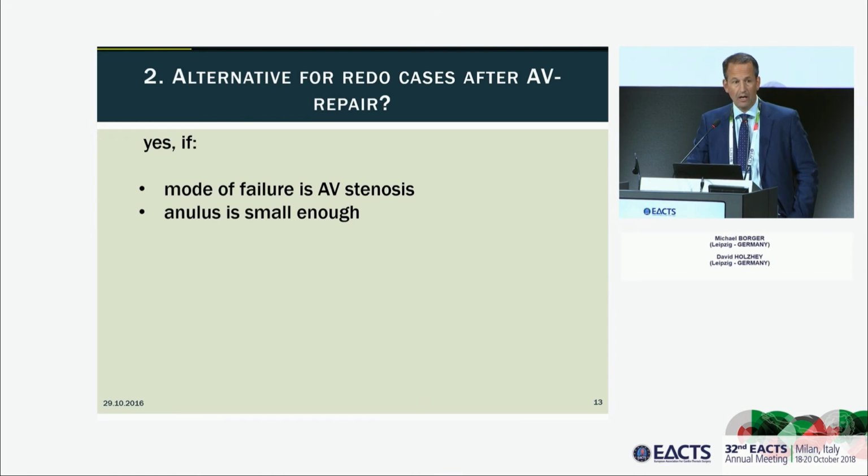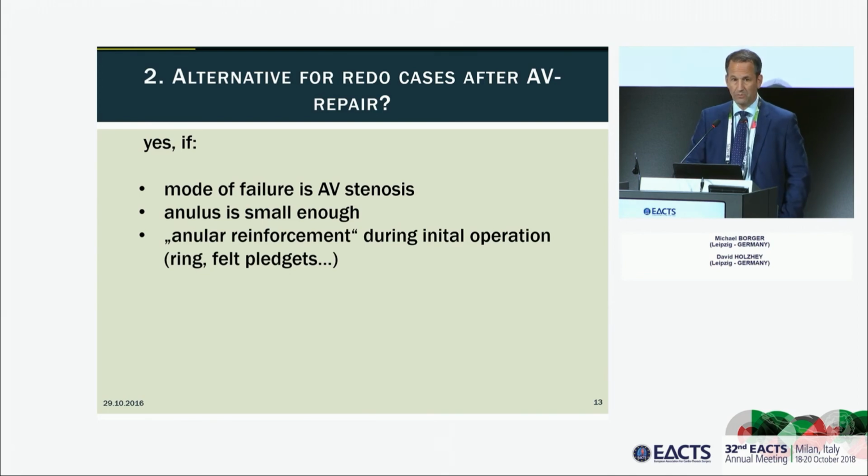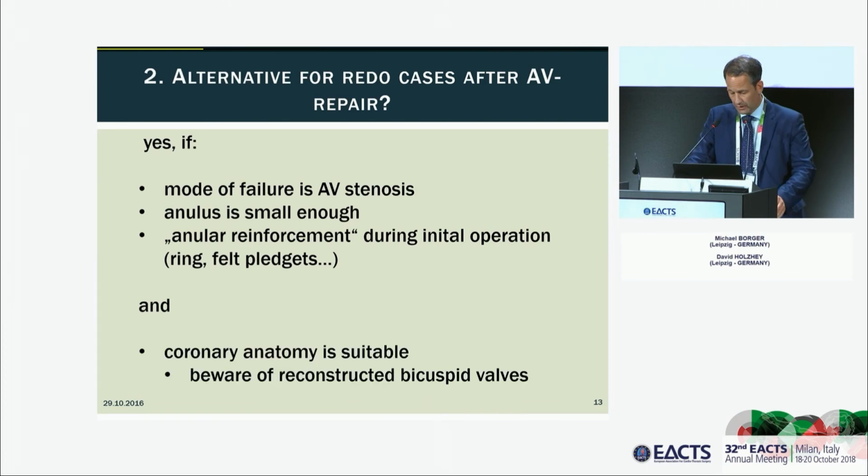If the annulus is small enough, if there's been adequate downsizing at the previous operation, or if there's been some reinforcement using either an external prosthesis or an annuloplasty device, then we should be able to place a TAVI without risk of embolization. Of course, you also need to take into account the coronary anatomy, especially if the patient had a previous bicuspid aortic valve, as Lauren has touched upon earlier.